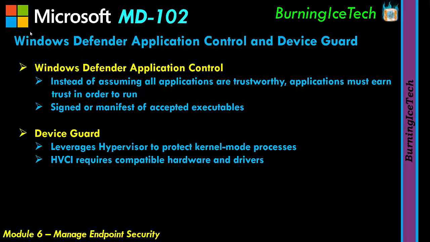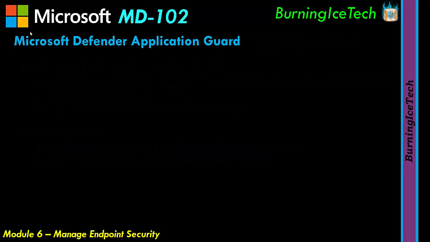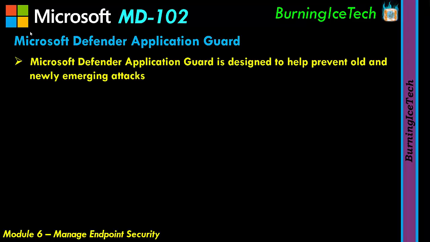Alrighty, let's move on to Microsoft Defender Application Guard. This is designed to help prevent old and newly emerging attacks to help keep employees productive. Using Microsoft's unique hardware isolation approach, the goal of Application Guard is to destroy the playbook, basically, that attackers use by rendering the current attack methods obsolete. Application Guard leverages the hypervisor to protect kernel mode processes. Really cool. Application Guard, folks, is designed for Windows and Microsoft Edge.